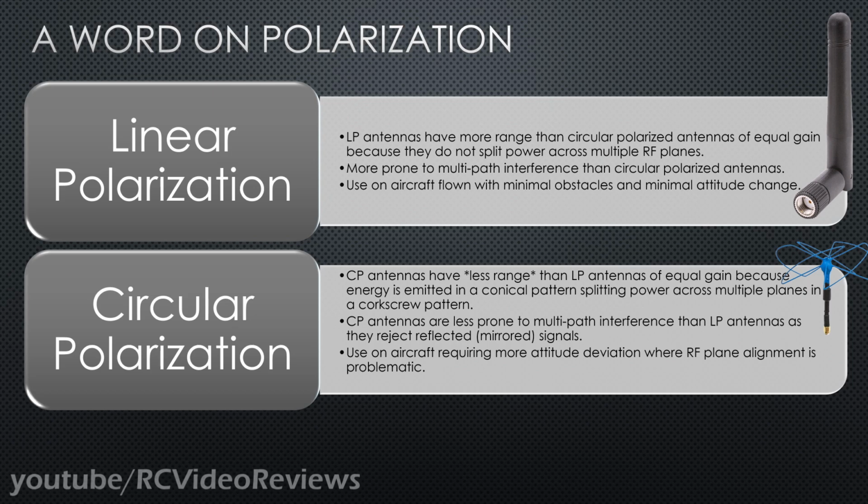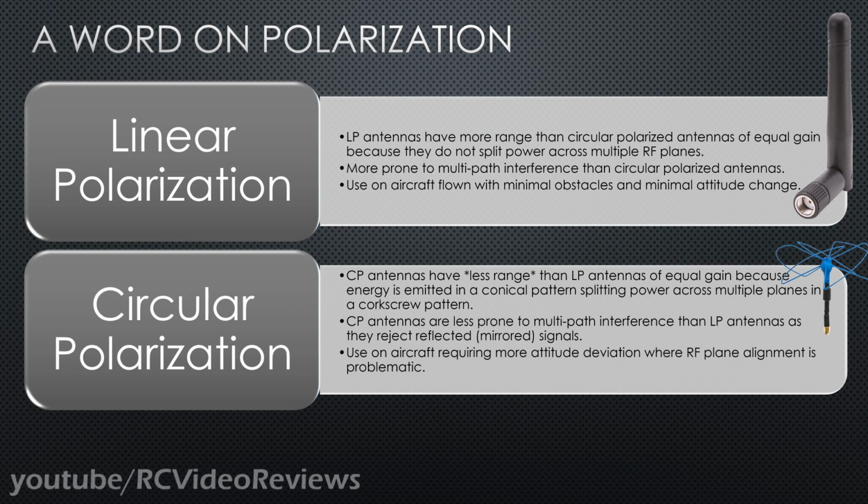They're really good at multipath rejection, and the reason for that is because when a radio wave hits a surface and reflects back, it's effectively mirrored. So if you have a right-hand circular polarized antenna sending data back to a receiver and that data hits an obstacle, it gets converted to a left-hand polarization and the receiving antenna can reject that out of hand, almost.